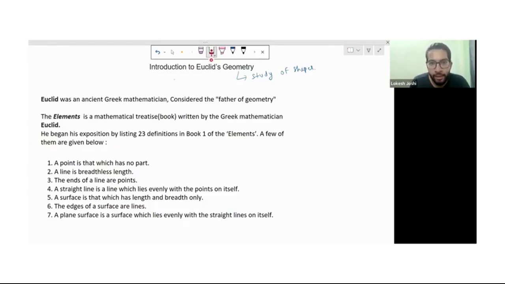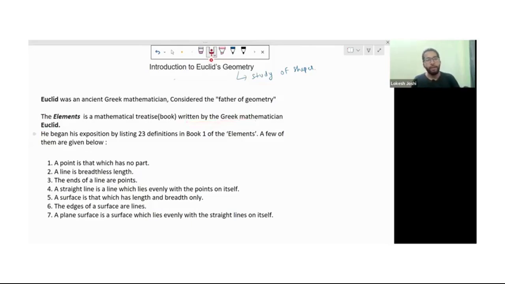And as it is written there, Euclid. Euclid was a great mathematician. Euclid was an ancient Greek mathematician considered the father of geometry, and that's the thing we are going to understand in this chapter. Euclid also wrote the book Elements. The Elements is a mathematical treatise. For treatise, we can also say a book. It's a similar thing, written by the Greek mathematician Euclid.